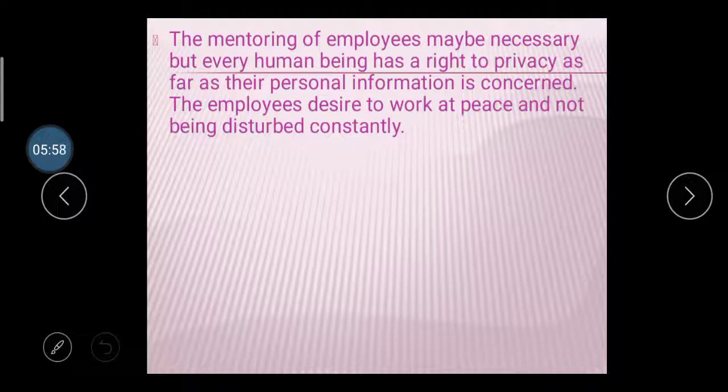Employees desire to work in peace and not be disturbed constantly. Sometimes this type of behavior is shown by the employer, but employees have some type of privacy policy. They require a private place where they can easily work and not be disturbed by other people. Some people cannot work very effectively if someone disturbs them, but if they are working alone, they can work very effectively.